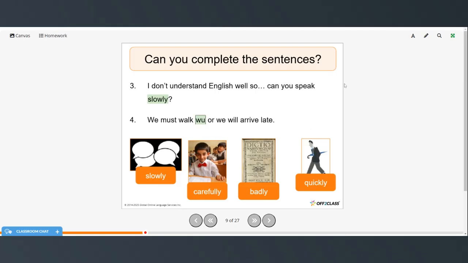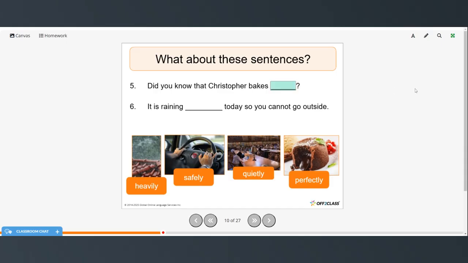We must walk quickly or we will arrive late. Did you know that Christopher bakes perfectly? It is raining heavily today, so you cannot go outside. It was a long drive home, but we arrived safely. And in a library, you must talk quietly.